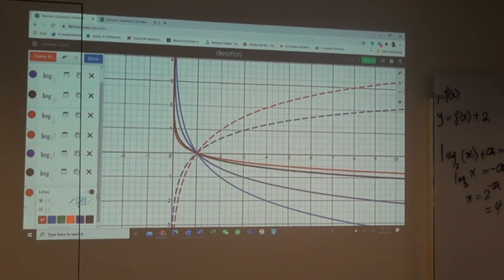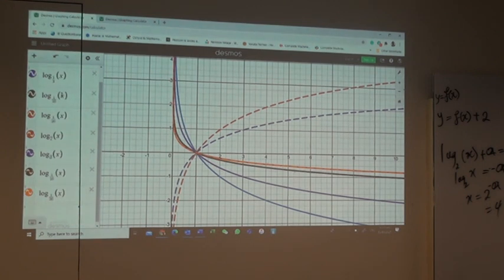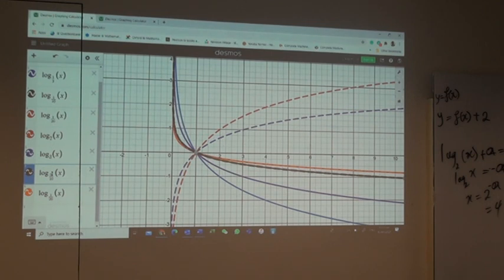What color is that? This one's orange. Okay, so I have 1 over 3, same color. I have 1 over 10. This is red, so I put this for red.